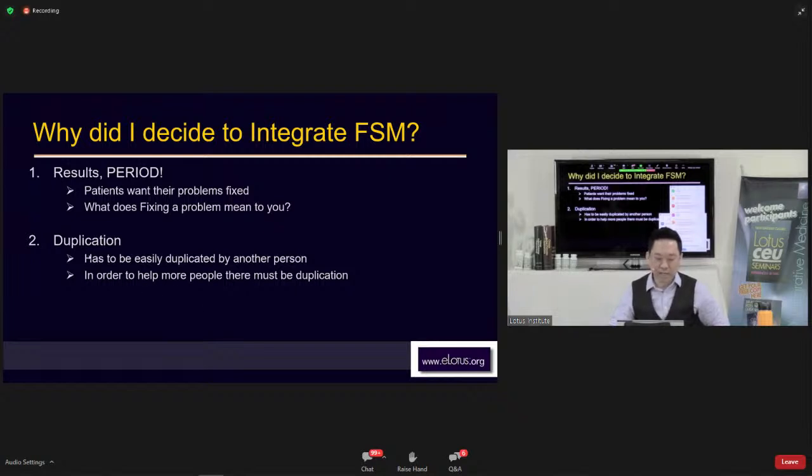The second thing is duplication. It has to be easily duplicated by another person, because in order to help more people, there must be duplication. Going back to my mission, I want to help 1 million people. I can't do it myself. I need your help. I also need a team. And if my team cannot duplicate my results, I'm not helping a lot of people, right?